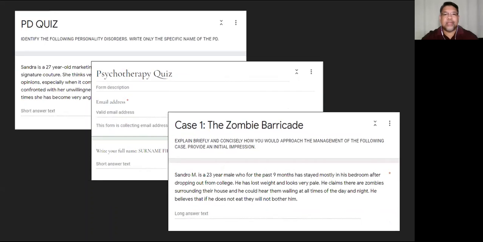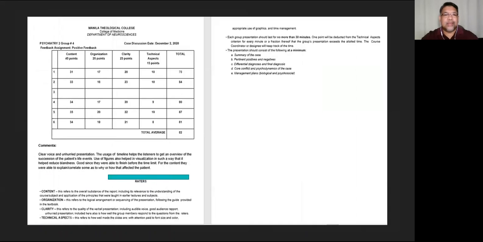Fifth, formative assessments via short quizzes in Google Forms were done at the end of each session. Sixth, this is an example of a rubric used for presentations and discussions, including the criteria, description of each criterion, and distribution of points.